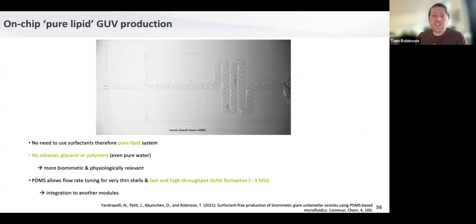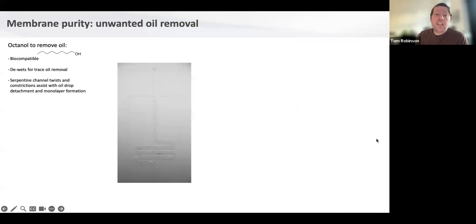And just to remind you here, these are pure lipid vesicles with just oil and lipids. We can do this at quite high throughput rates, around 3,000 per second. And because we have PDMS, it gives us the option of integrating this with other modules downstream in the future. So there's always the question of residual oil. I will do one slide to convince you there's no residual oil in our system.